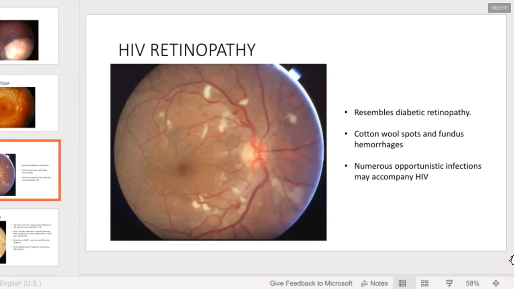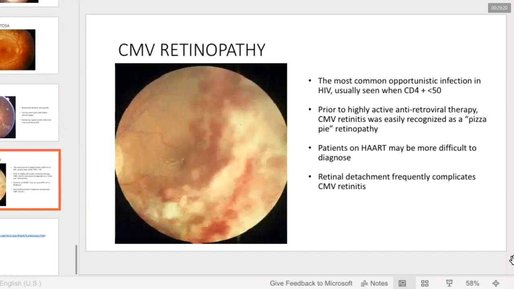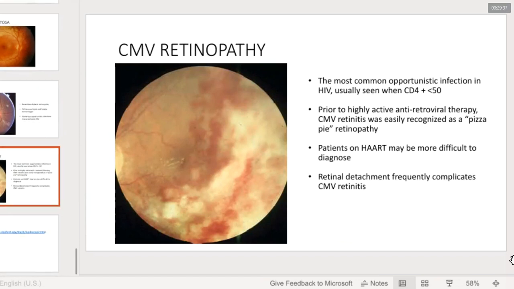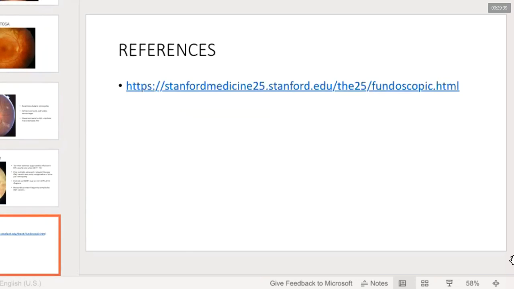And then this is looking at the HIV retinopathy. You can see there are multiple cotton white spots nearby the vessels, or we call it a cotton wool spot, okay? And then this is the CMV retinopathy. This is what we call a pizza pie appearance. Sometimes we call it a bush fire appearance. Okay, I think that will be my last slide for this direct ophthalmoscope.